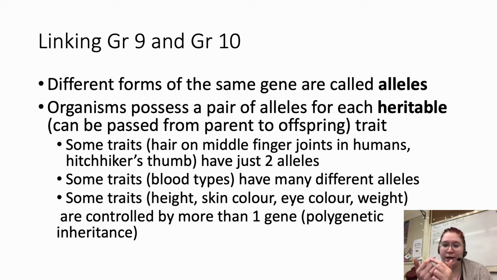For example, having hair on the middle joint of your finger, or having a hitchhiker's thumb versus a straight thumb, are controlled by just two alleles in humans. So either straight thumb or hitchhiker's thumb. Some traits like blood types have many different alleles. So you can have A, you can have B, you can have O type blood. So there's more than two options. Some traits are controlled by more than one gene. This is called polygenetic inheritance. So stuff like our height, our skin color, our eye color, our weight are controlled by lots of genes, sometimes even on different chromosomes.